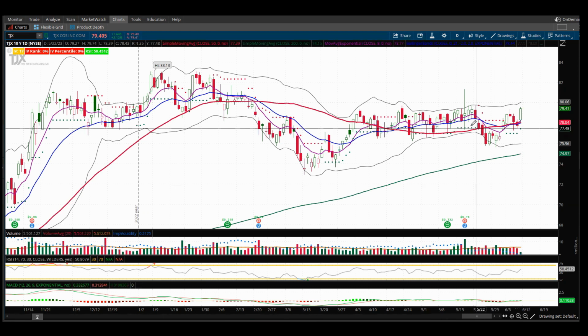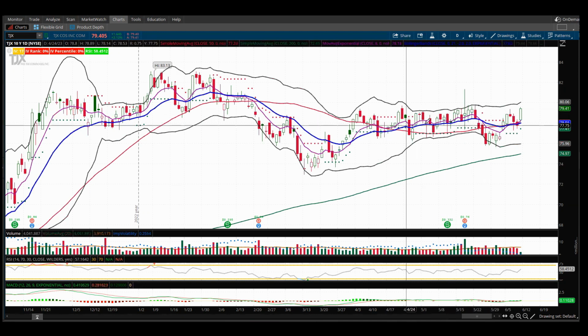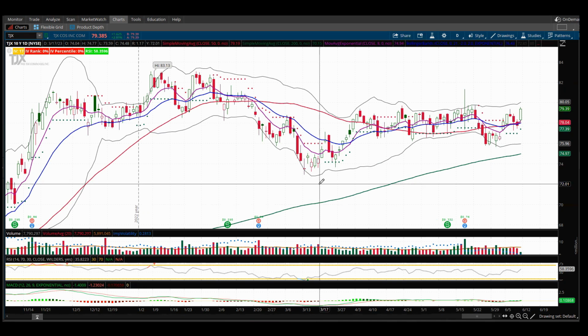But what it does tell you, combined with the Bollinger Bands getting tight and the moving averages really coiled up, is that you should start to expect some type of breakout, either to the upside or the downside. So I have 4 moving averages on my chart. I have the 8-day, the 21-day, the 50, and the 200.